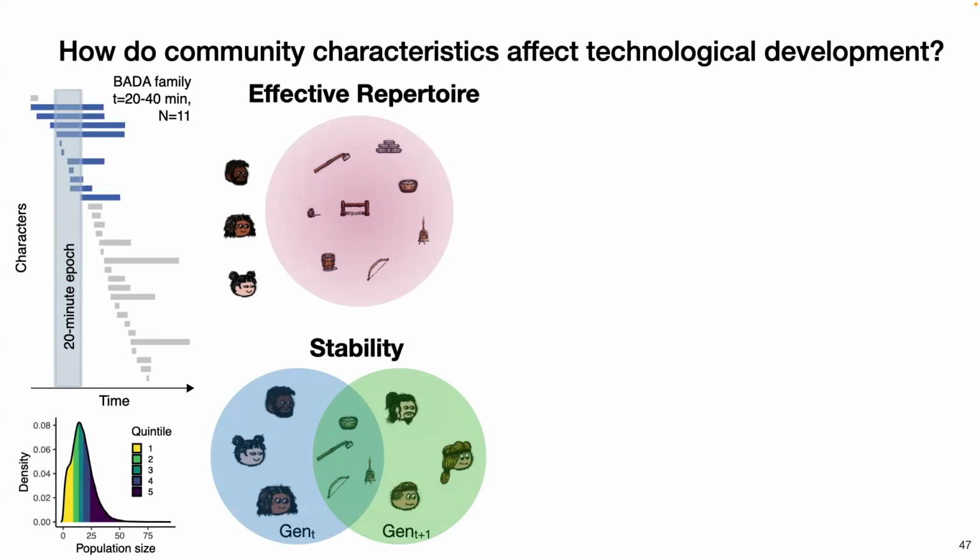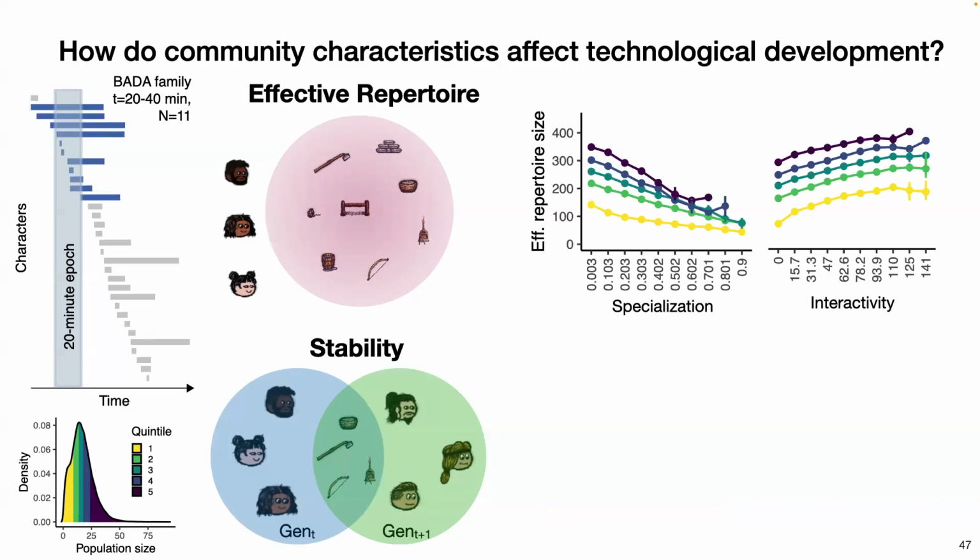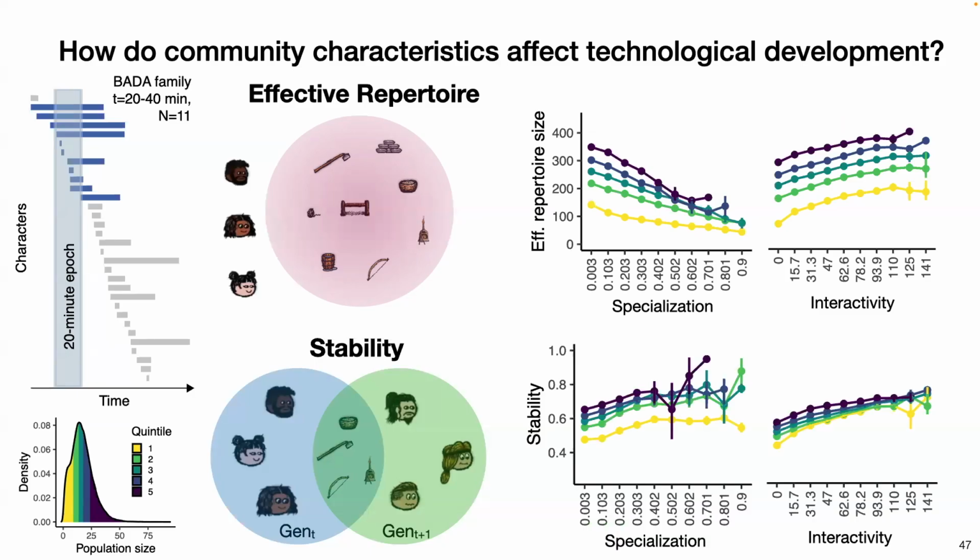And here I'm also going to split the results based on population size, because classically, we all know that population size is one of the main drivers for cultural evolution, or the transmission of technologies. And here are our findings. Interactivity in both situations increases effective repertoire size and stability, but we have an inverse relationship with specialization.